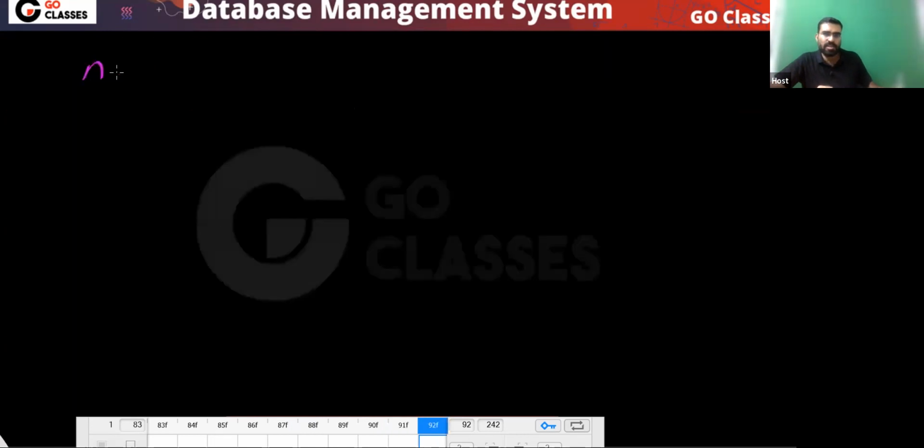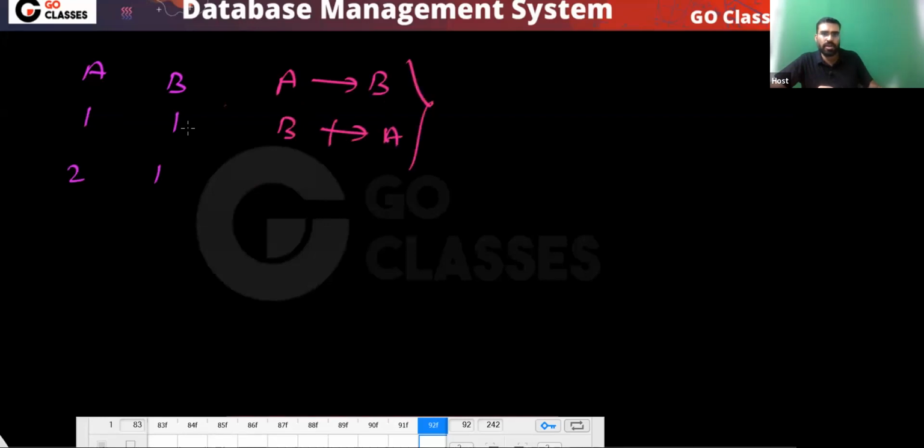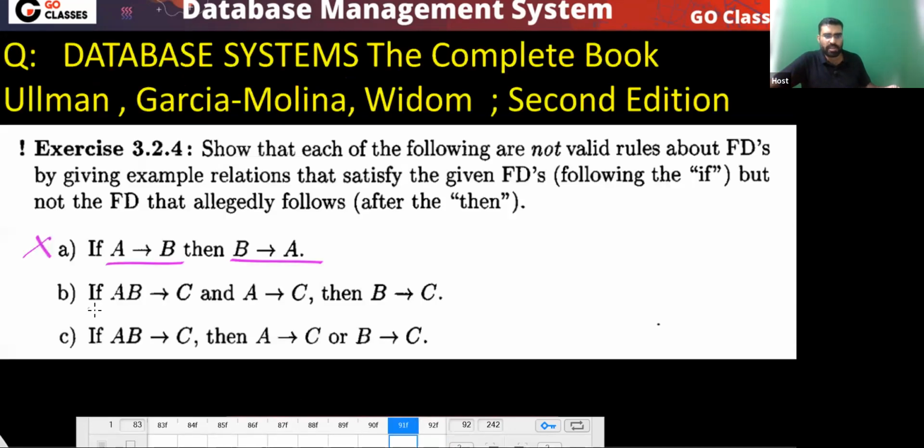Why? Very easily you can see A, B. You can notice, for example, 1, 1, 2, 3. For example, maybe I can say 1, 2, 1, 1. You can notice A determines B, but B does not determine A. For example, like this you can say. So A determines B, but B does not determine A. So definitely this is not correct.